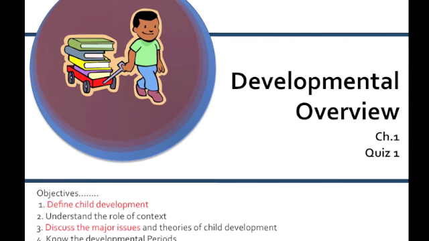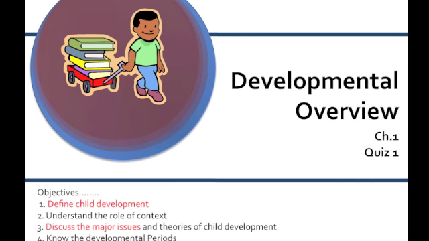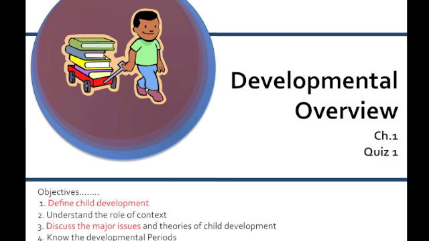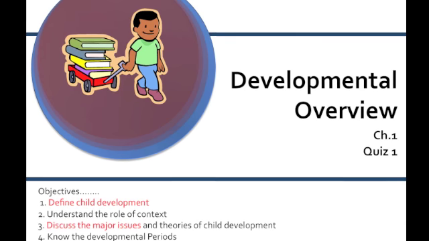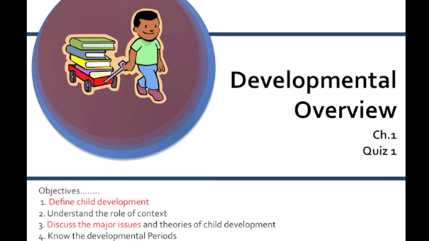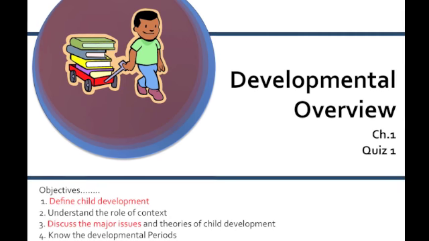So take a minute here to take a look at the objectives. The ones in red are the ones that the lecture is going to cover, and the ones in black are objectives that you still should know, but we won't spend time talking about in class.